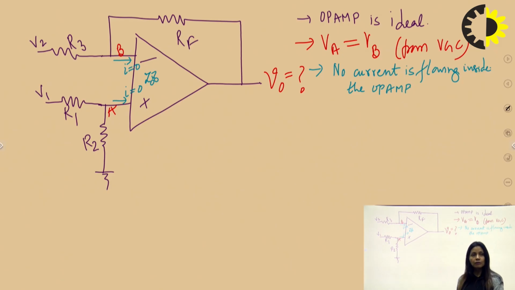Now to start the analysis, we should be aware, and we should always check one more thing in the op-amp. I can see from this diagram that the output terminal is connected to the input terminal. So there is a feedback resistance.